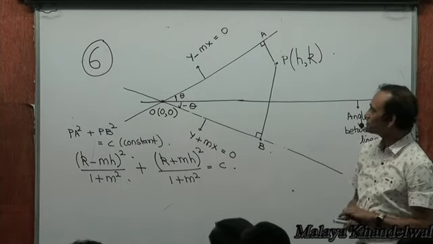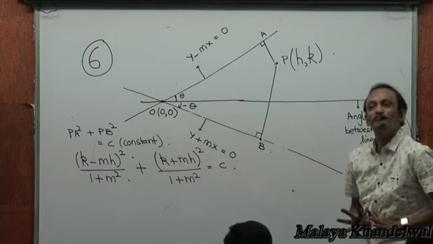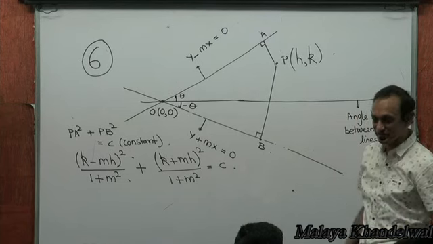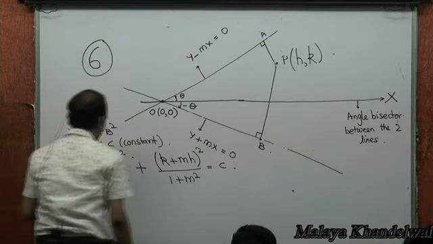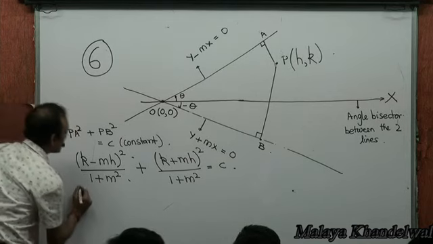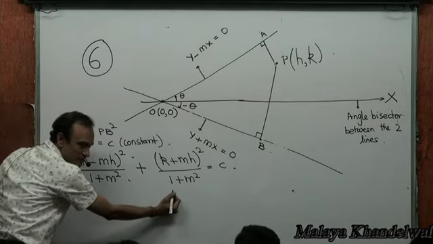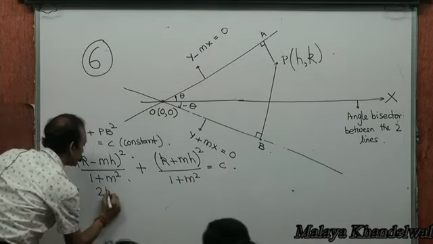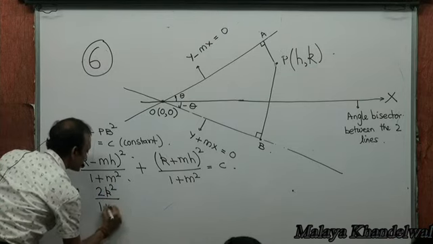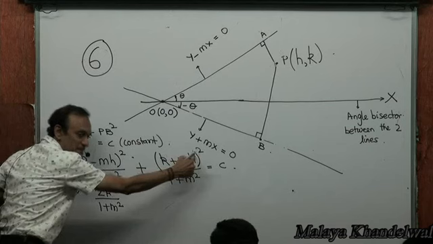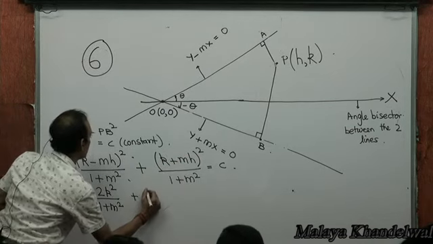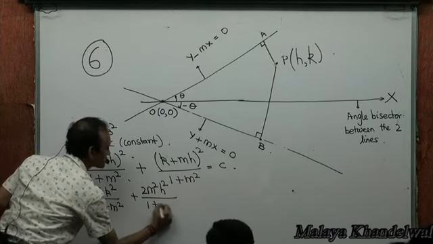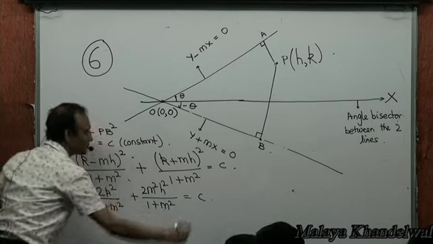By this choice of x-axis, I've only simplified the algebra. Not that I've tinkered with the physicality of the situation, but I've simplified the algebra here. Because, see, we have the same denominator now to deal with. k square plus k square, 2k squared by 1 plus m squared. Middle term gets cancelled. Then m square h squared plus m square h squared, 2m squared h squared by 1 plus m squared equal to C. Yes or no?